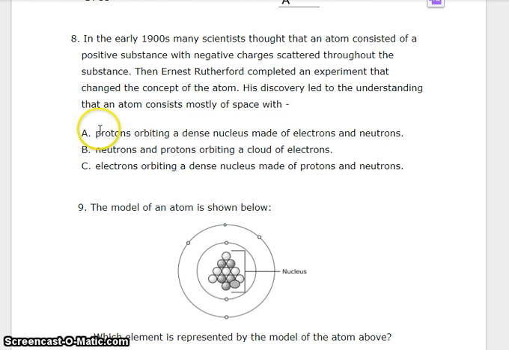A, protons orbiting a dense nucleus made of electrons and neutrons. B, neutrons and protons orbiting a cloud of electrons, so the neutrons and protons go around. Or is it C, electrons orbiting around a dense nucleus made of protons and neutrons? Which one of those is correctly identified atoms?